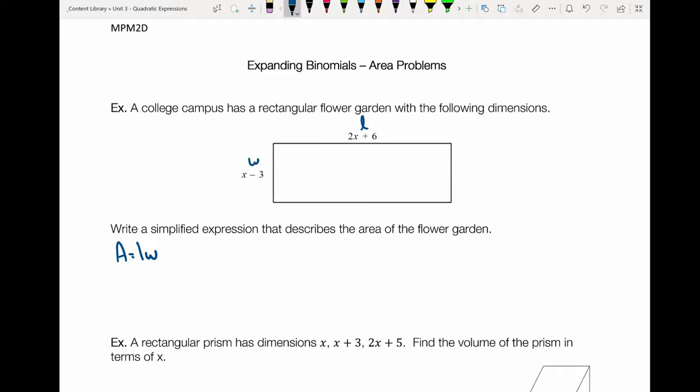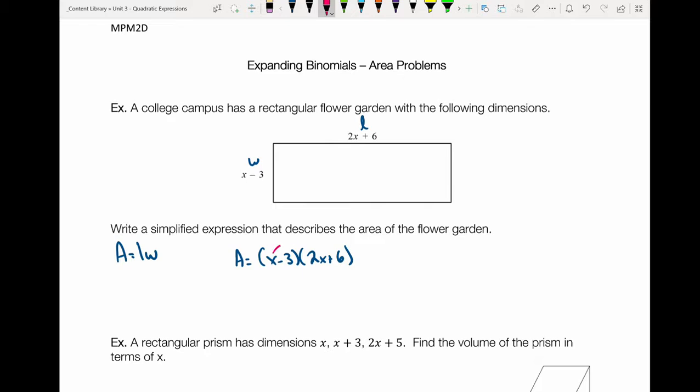Again, it doesn't really matter because when we're multiplying two terms, order doesn't matter. So we could switch this around, and again, I can rotate the rectangle a different way, and we could switch the length and the width, and it wouldn't really matter. So I'm going to replace my length and my width in my area formula by my two dimensions, so x minus 3 and 2x plus 6. And now we have to multiply these two binomials together.